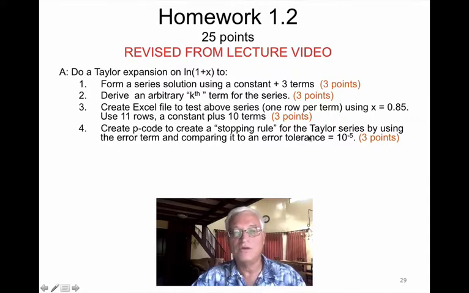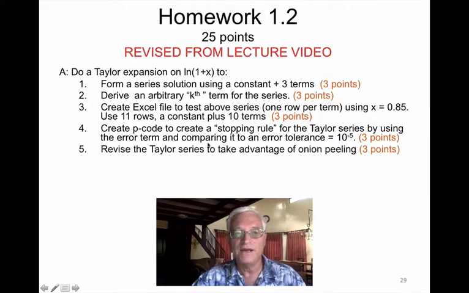And you don't really know what zeta is. So what your job is to do there is determine what zeta should be to give you the worst case error, meaning the largest error in absolute value. And so go ahead and do that, and then create a little MATLAB code, actually P code, which will then loop through the terms until you get an error that's small enough. That's how you want to create that.